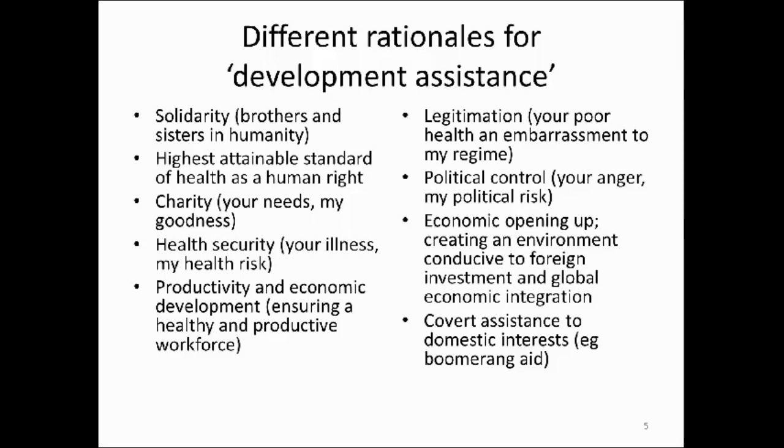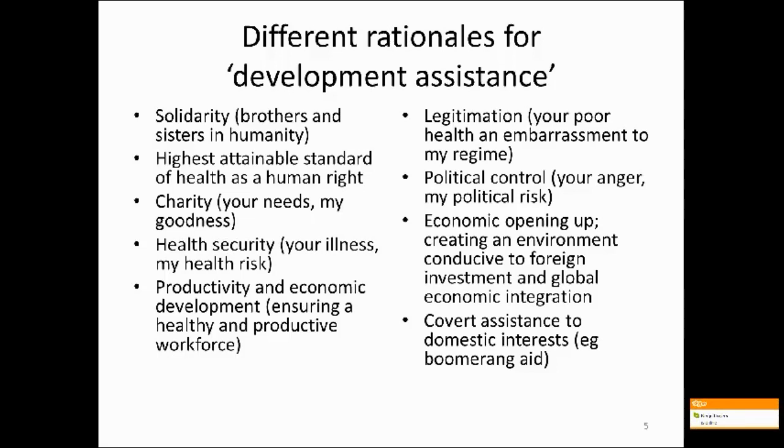And then we start getting down to some more questionable rationales. Health security is one. That your illness is my risk, therefore I will donate money to achieve greater health security, because of my being at risk. And you can see how advocates of development assistance would sometimes try and use this argument to persuade the rich world donors to give more money. That if you don't strengthen the health security capacity of third world countries, then you are also at risk of AIDS, HIV, or SARS, or avian flu, or Ebola even.